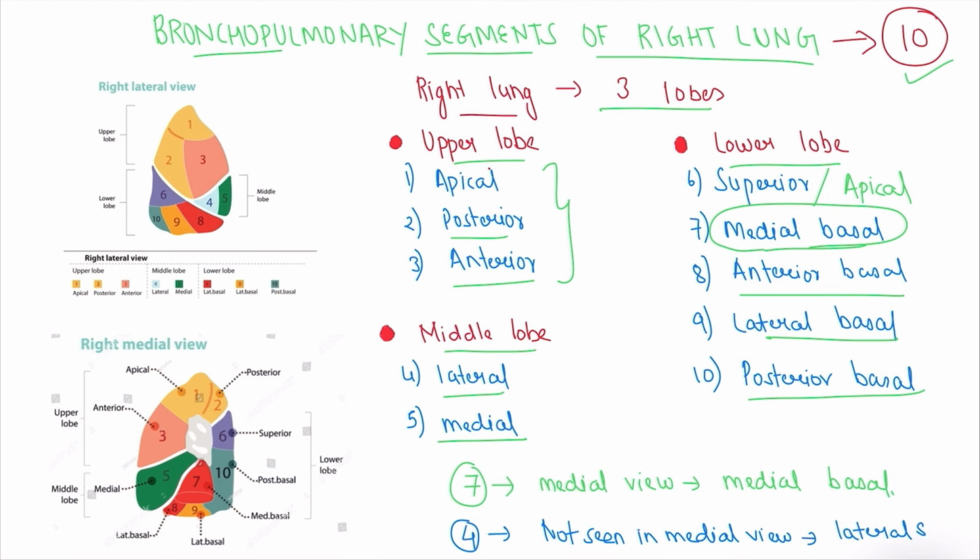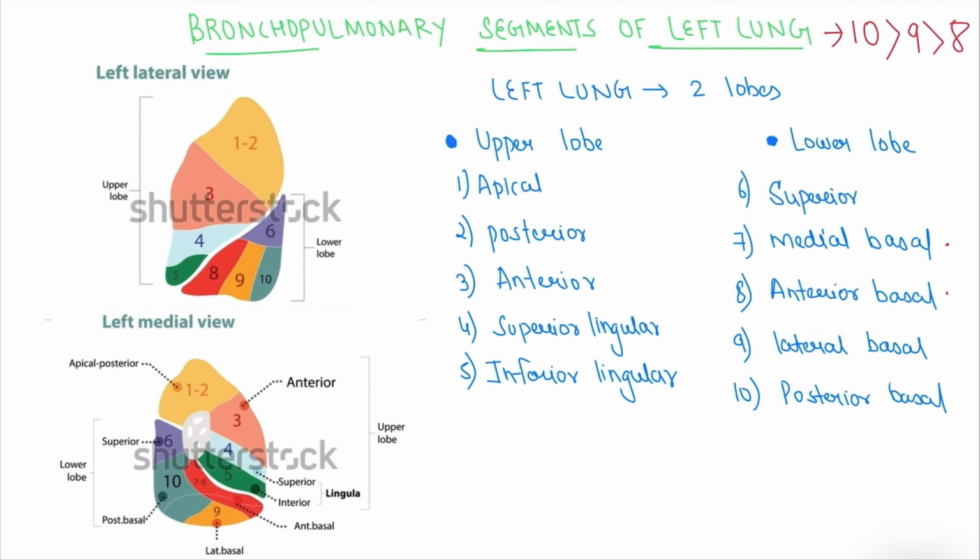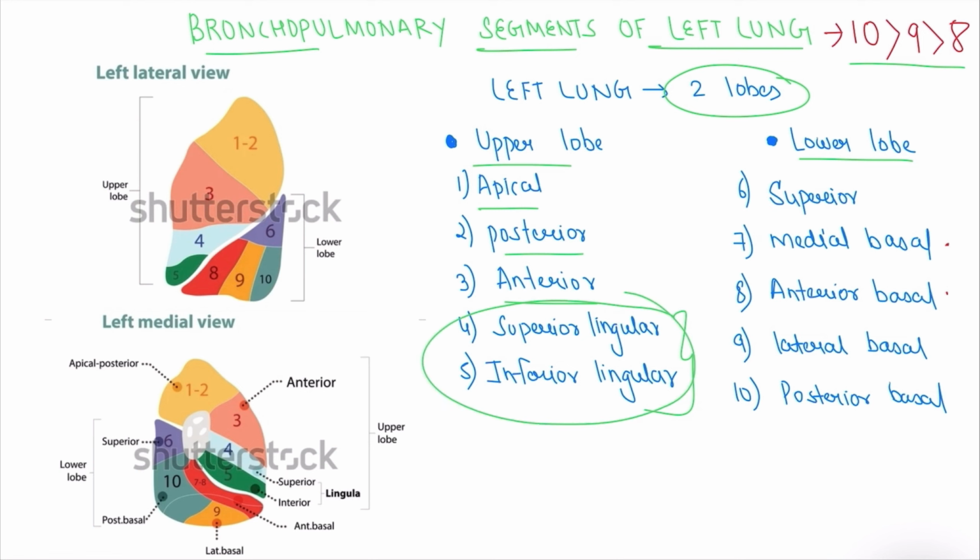Now moving on to the bronchopulmonary segments of the left lung. As we already know, there are two lobes in the left lung, upper lobe and lower lobe. But in the right lung we have 3 lobes, and the total number of bronchopulmonary segments can be 10, 9 or 8, and the most commonly found is 10 segments in the left lung as well as the right lung. In the upper lobe we have the apical, the second one is the posterior, the third one anterior, and we can see the superior lingular and inferior lingular segments of the left lung.